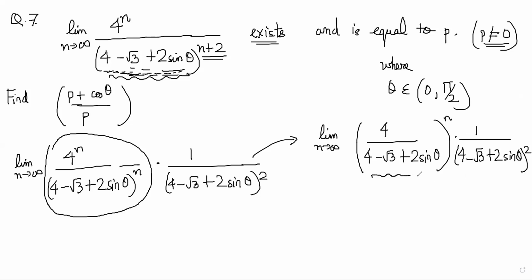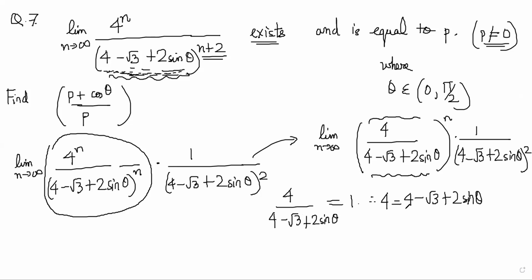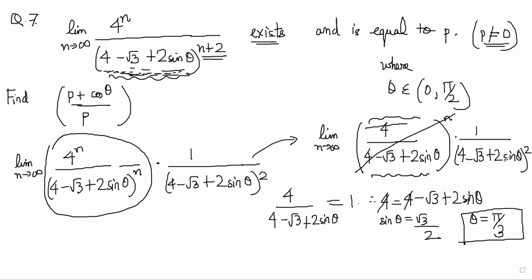Now let's think about this thing. If this thing is greater than 1, then the limit does not exist. If it is less than 1, the limit tends to 0. So both cannot be happening. It must be 1. So you should have this be 1, therefore 4 is equal to 4 minus root 3 plus 2 sine theta. So sine theta is root 3 by 2, so theta is pi by 3. In that case, this part is 1, so this limit is gone. And theta is pi by 3.